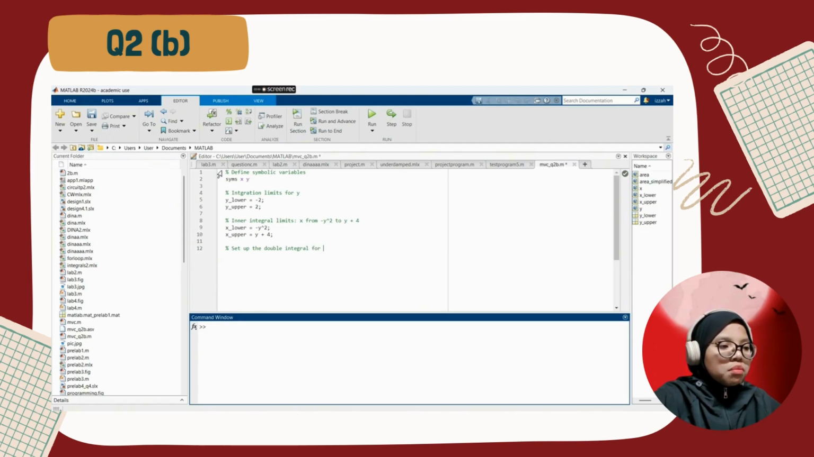So in summary, MATLAB provides a structured, efficient way to solve complex integration by using symbolic computation, and this approach minimizes manual errors and ensures quick calculation.